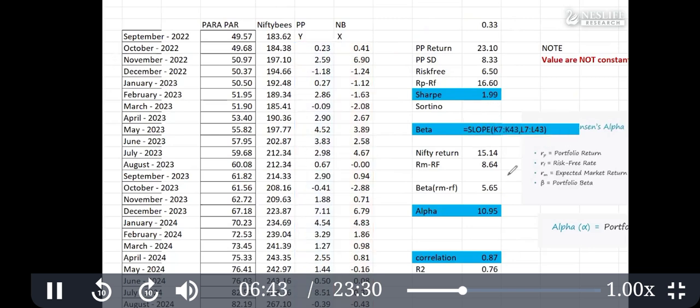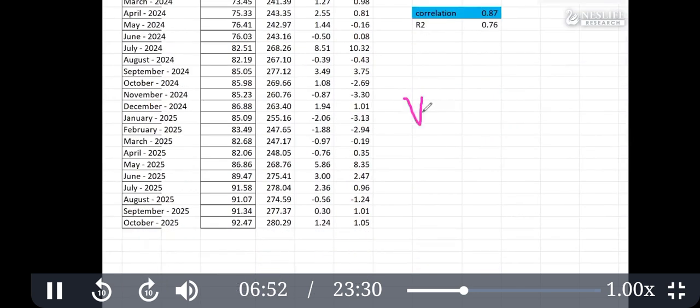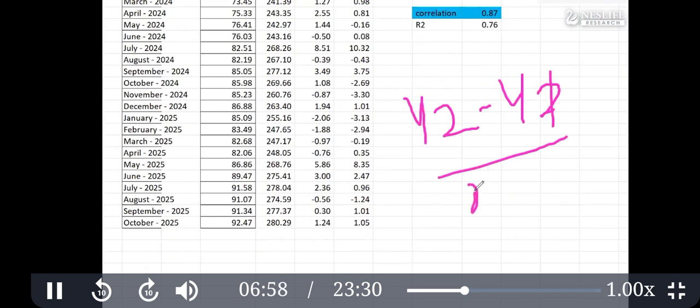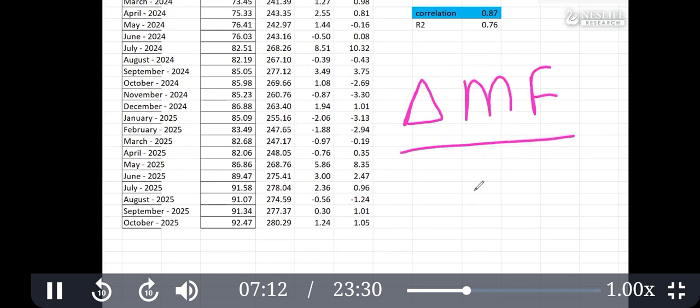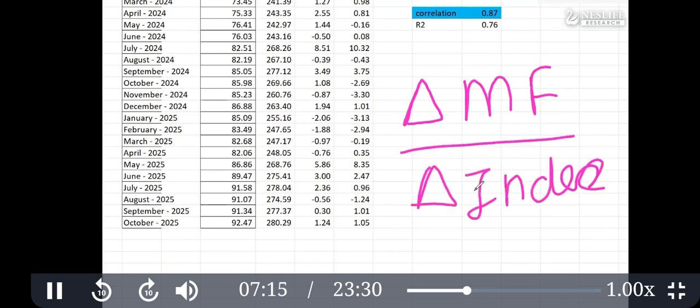Now the details will be complicated, but as of now, just focus on what beta is. If you have learned in mathematics, we used to calculate y2 minus y1 divided by x2 minus x1 is equal to slope. And this is what beta is. What does it mean? It is the change in the mutual fund return relative to the change in the index. Suppose the index increases 1%. How much change is happening in the mutual fund portfolio? That is decided by the beta.